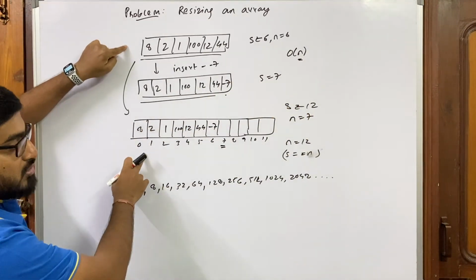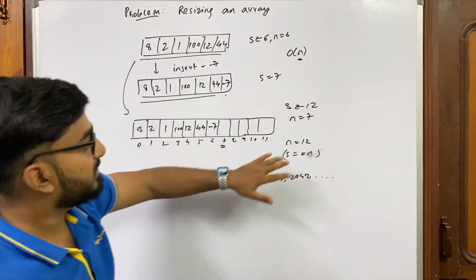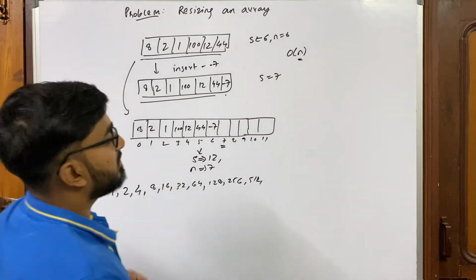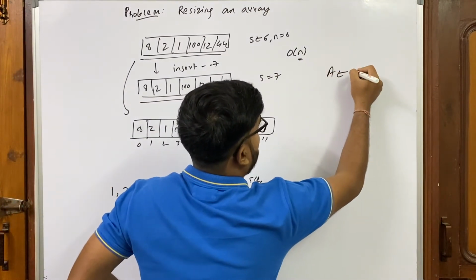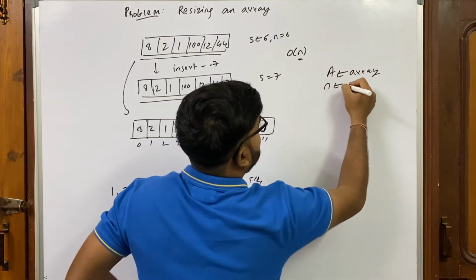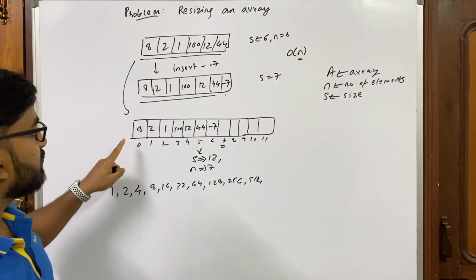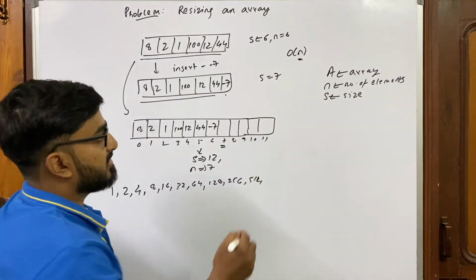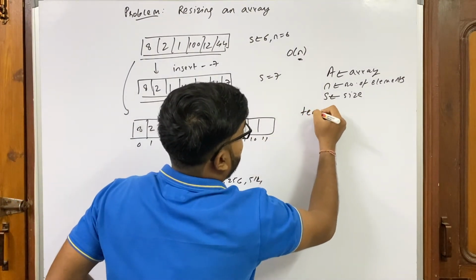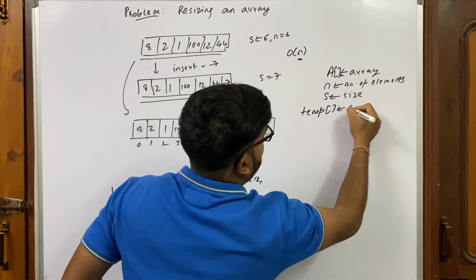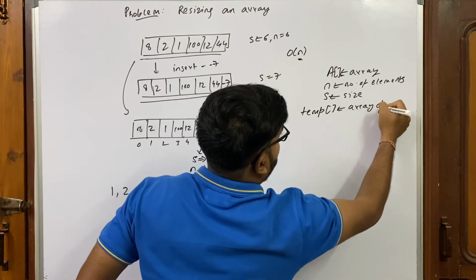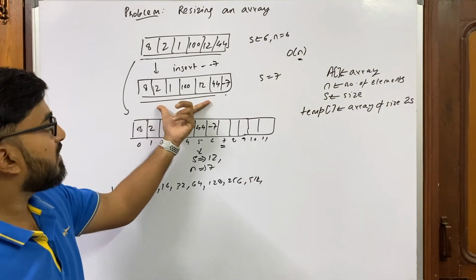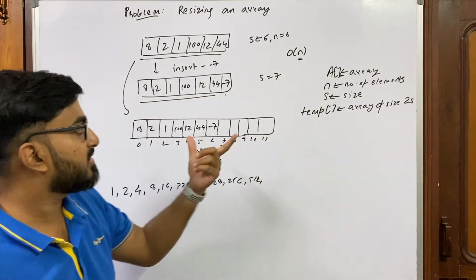So let me show a pseudocode that is going to implement this. Let me clear this and make some space. The pseudocode is pretty simple. You have to create an array with double the size. So if A is our array, n is the number of elements, s is the size, we create a temp array which is double the size of A, which has size 2s. So temp is an array of size 2s. The next step is to copy all the values from the original array A into this array temp.